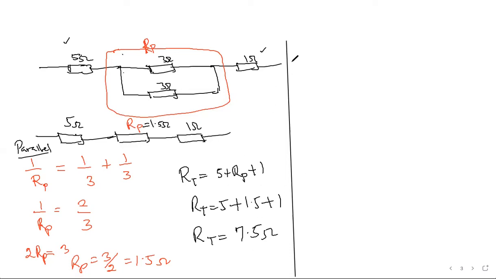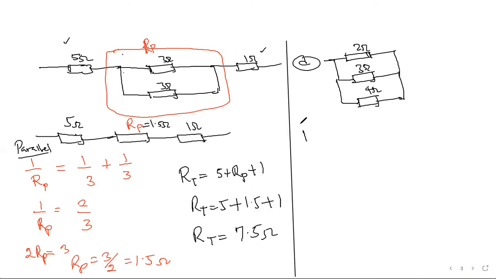Okay. And the last one, we have resistors in parallel. You have this 2 ohms in parallel with 3 ohms and in parallel to 4 ohms. Okay, so this is 2, 3, and 4.